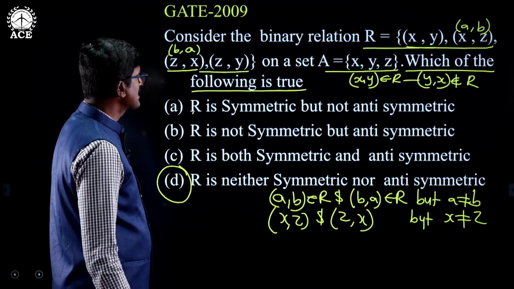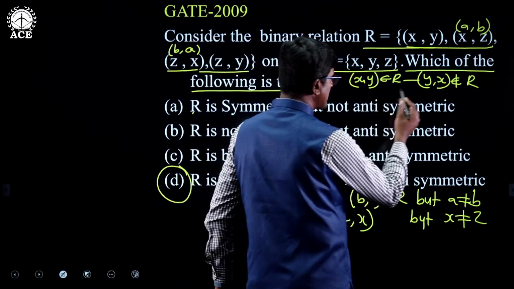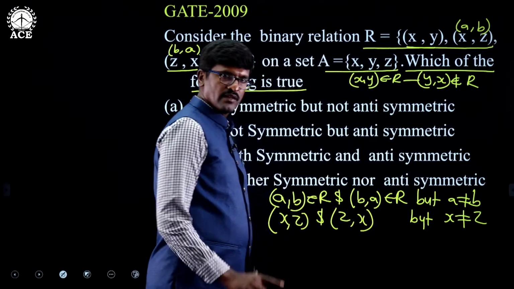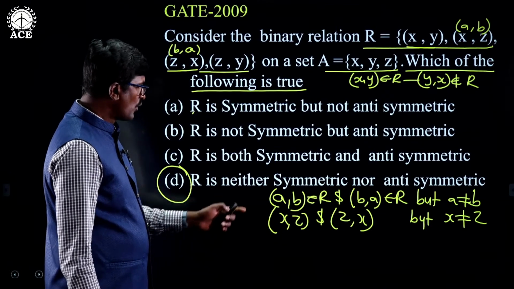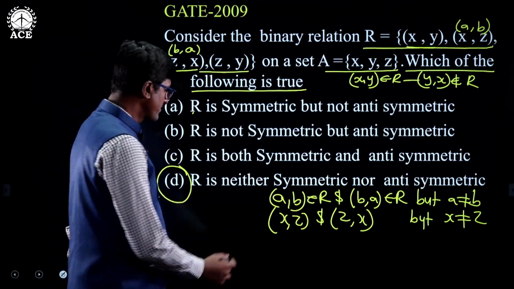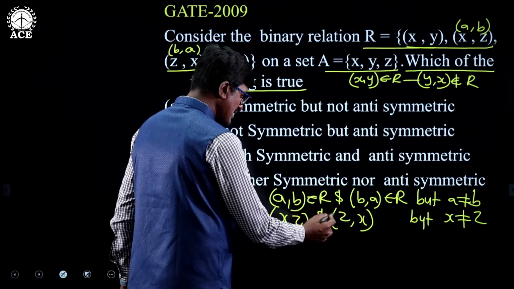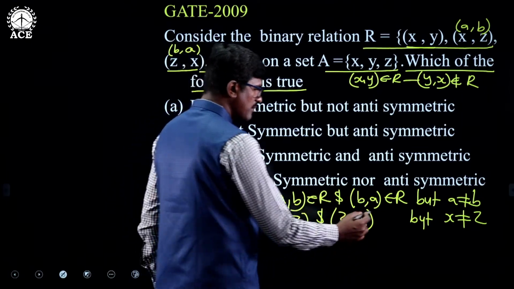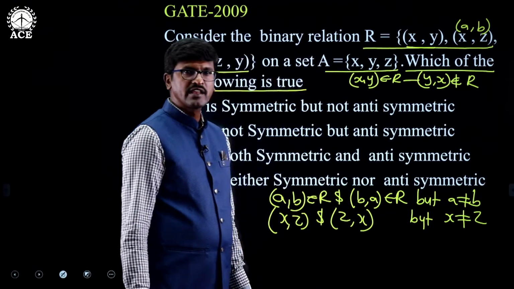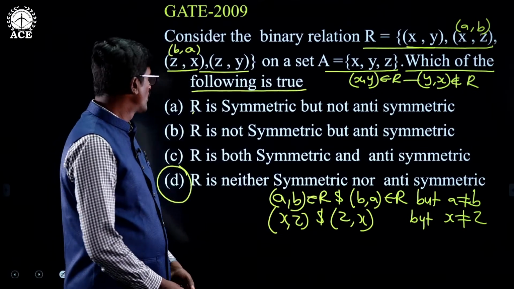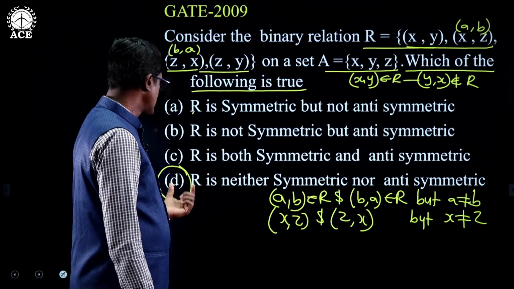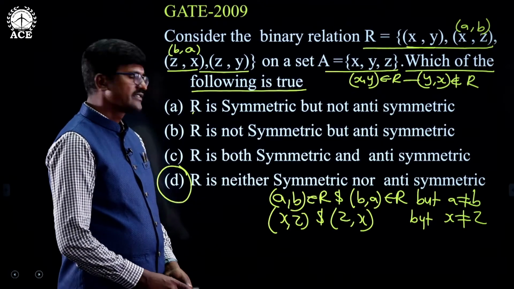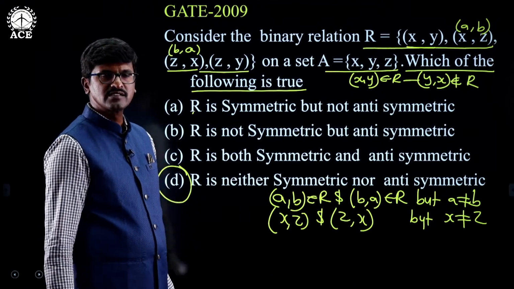Why is it not a symmetric relation? (x,y) is there, (y,x) is not there. With that reason, this is not a symmetric relation. Why is it not antisymmetric? (x,z) is there, (z,x) is there, but both of them are not equal to each other. Therefore, the correct answer for this is D. R is neither symmetric nor antisymmetric.